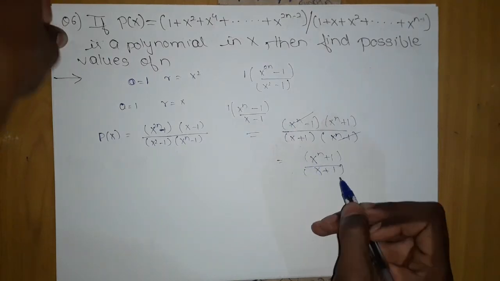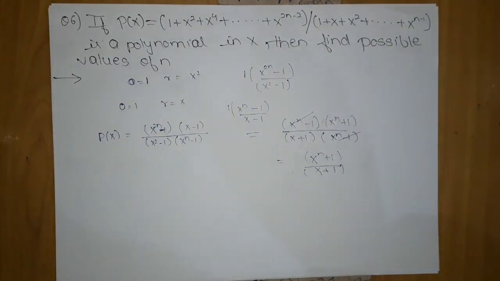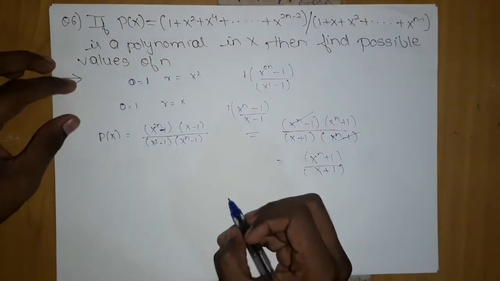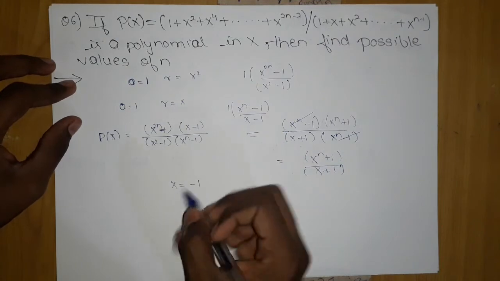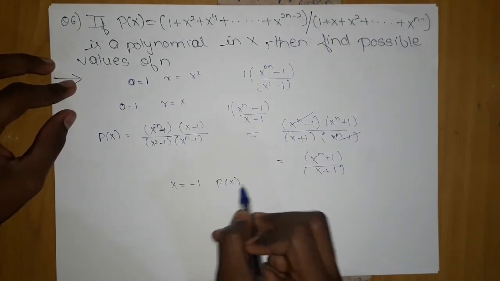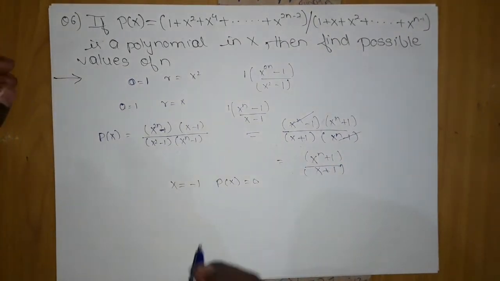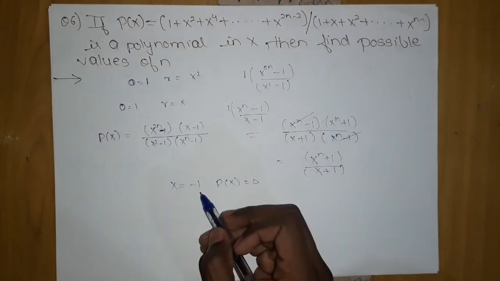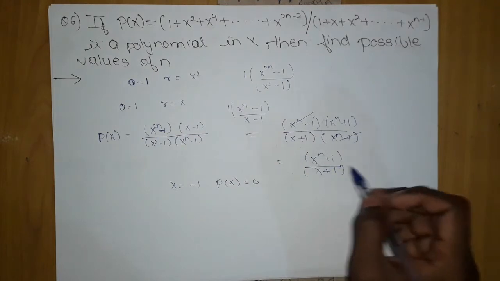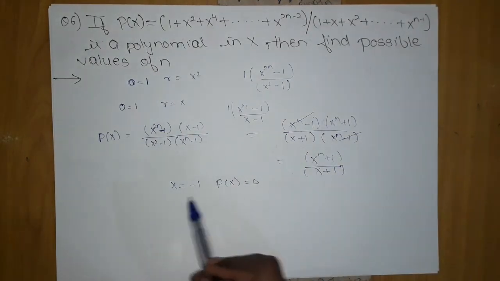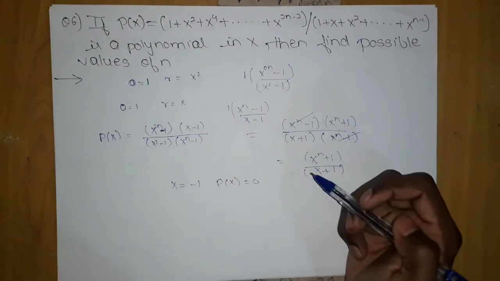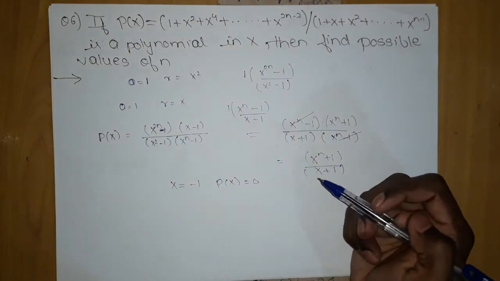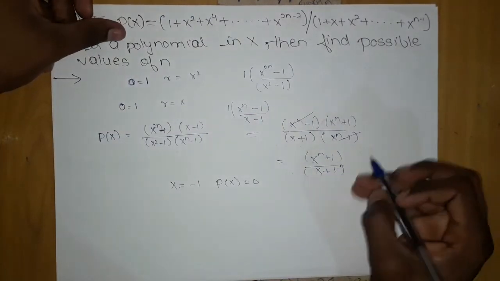Now they are telling divisible, and it is only possible if it has some root. It is divisible if x is equal to minus 1, if x is equal to minus 1, p of x will be equal to 0. 0 means it is a root, the remainder is 0. Now one more thing, if I place x equals 1 in p of x, it is not possible, 1 plus 1 is 2, not possible. Now x equal to minus 1 is possible only if n is odd.